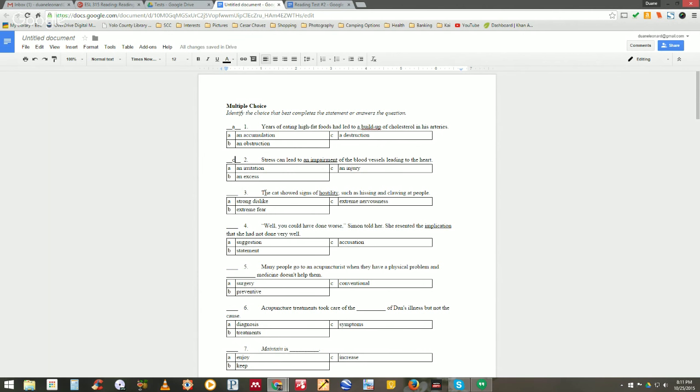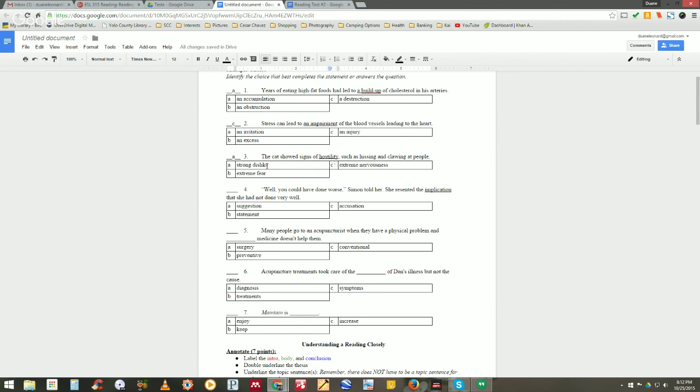The cat showed signs of hostility, such as hissing and clawing at people. So let's look at A. A is the answer, a strong dislike. Extreme fear is when you run away. So if you're extremely fearful, you either pass out or you run away. You don't hiss and claw at them. So that's like fighting for a cat. When you're extremely nervous, maybe you sweat a lot, maybe you turn red, but you don't hiss and claw. So for a cat, this is like fighting. So that's a strong dislike, not extreme nervousness. Hostility is a strong dislike.